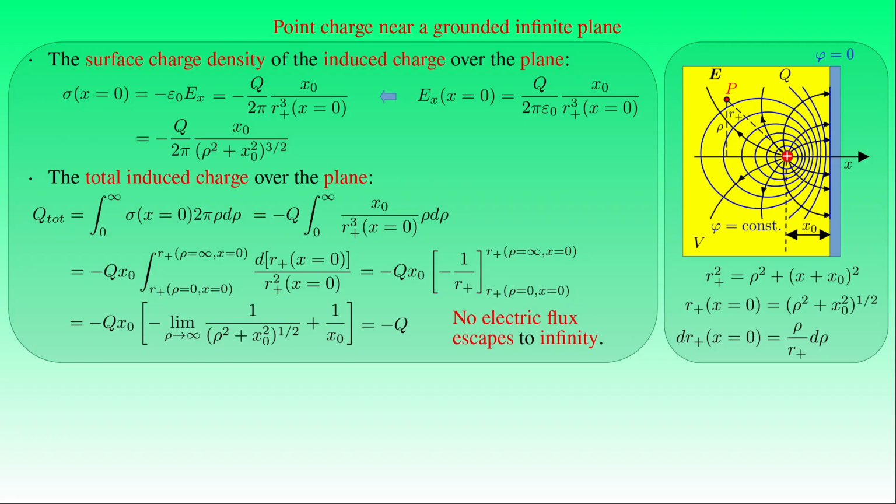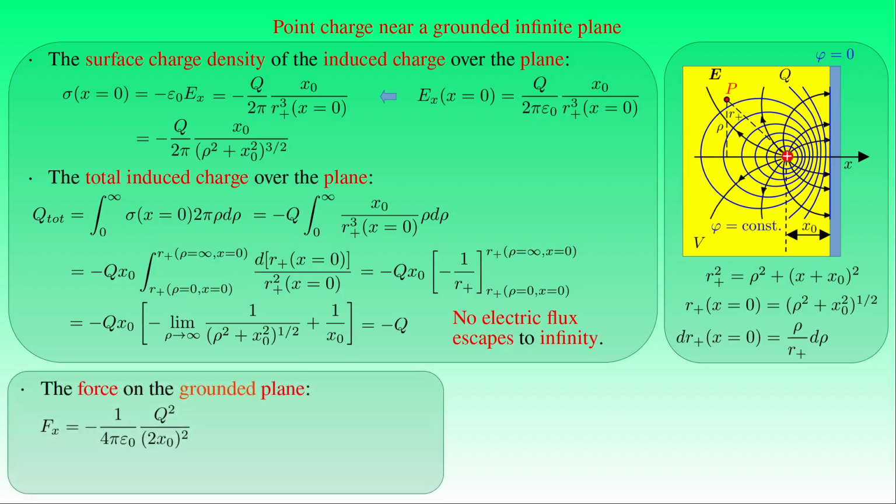Since the induced charge is equal to the image charge, the electrostatic force exerted on the grounded planar surface can be derived from Coulomb's law, where the force F between the inducing charge and the image charge located on the x-axis at the distance 2 times x naught from each other is equal to minus 1 over 4 pi times epsilon naught, times q squared over the square of 2 times x naught. The force points from the image charge or the plane towards the inducing charge q. Then the Coulomb force F parallel with the x-axis can be written as minus q squared over 16 pi times epsilon naught times x naught squared.